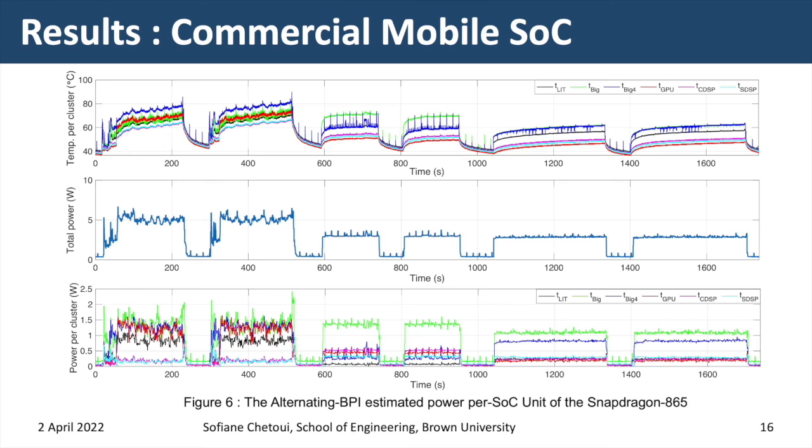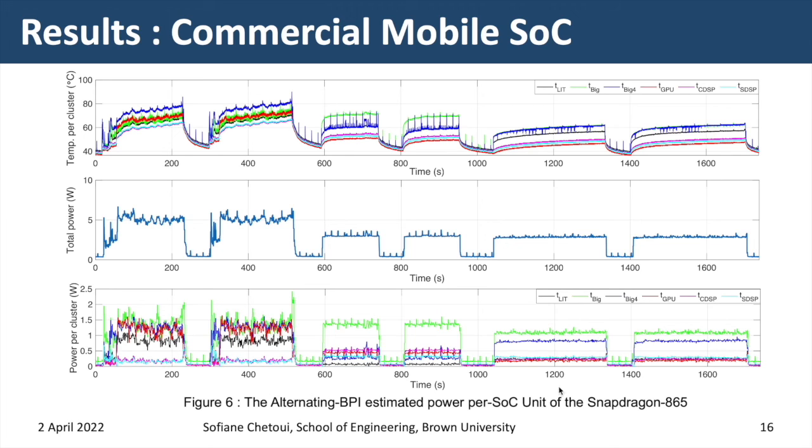Next shows the alternating BPI estimated power per SoC unit of the Snapdragon 865. The first two subfigures show the data used as input to the alternating BPI, which is composed of the temperature per cluster and the total power consumption. And as shown on the third subfigure, the alternating BPI was able to identify the power consumption per cluster. And given the characteristics of each one of these blocks, we were able to validate these results.